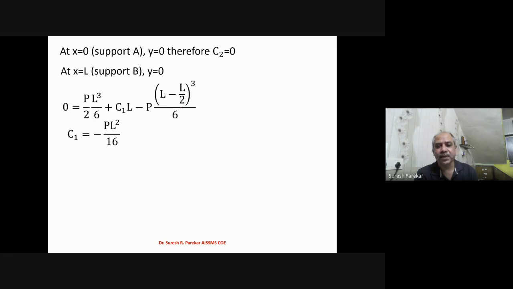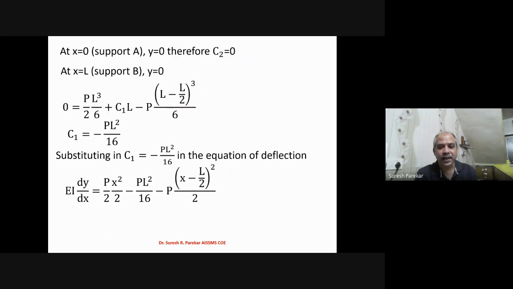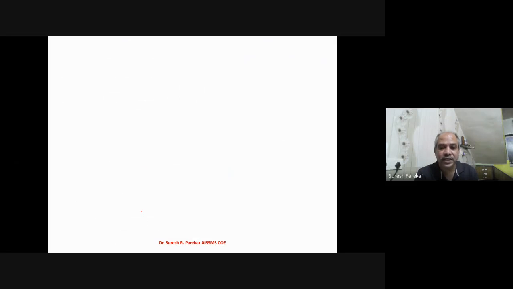Now here all terms will come because that is in your last compartment, and you will get C1 equal to minus PL square by 16. So we will put C1 equal to minus PL square by 16 in the equation of deflection. Now we are interested in finding the equations of slope and deflection. By substituting the value of C1 in the case of slope, because in slope we have only C1, we have substituted C1 over there. And in deflection we have C1 and C2, but my value of C2 is 0, so that becomes 0.